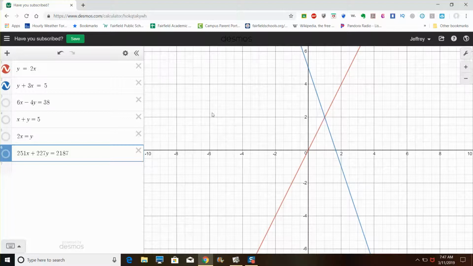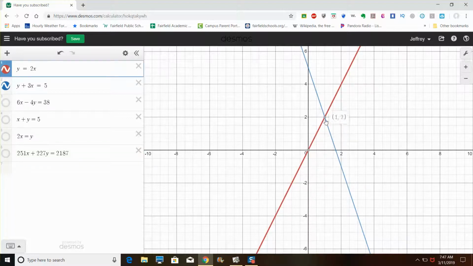But notice that the nice thing is when we plug things into Desmos, it'll give us the intersection points. It'll also give us intercepts if we click on the line. So if I click on the blue line, it'll give me the x and y intercepts for that. If I click on the red line, the x and y intercepts are both 0, 0. But more importantly, it'll give us this ordered pair.